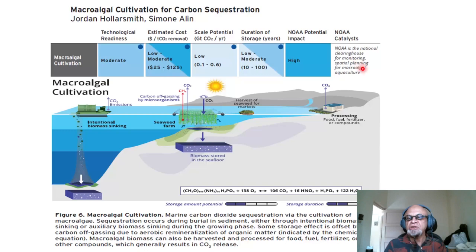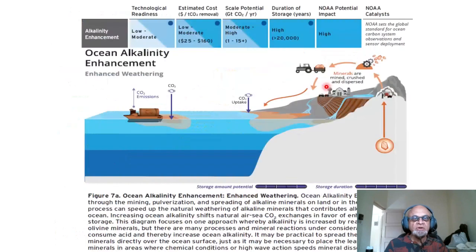So NOAA is the National Clearinghouse for monitoring spatial planning for macroalgal aquaculture, as we already said. It's a nice hydroponic 3D farming kind of system in the ocean, right? So people are also doing that for aquaculture, growing shellfishes and so on.